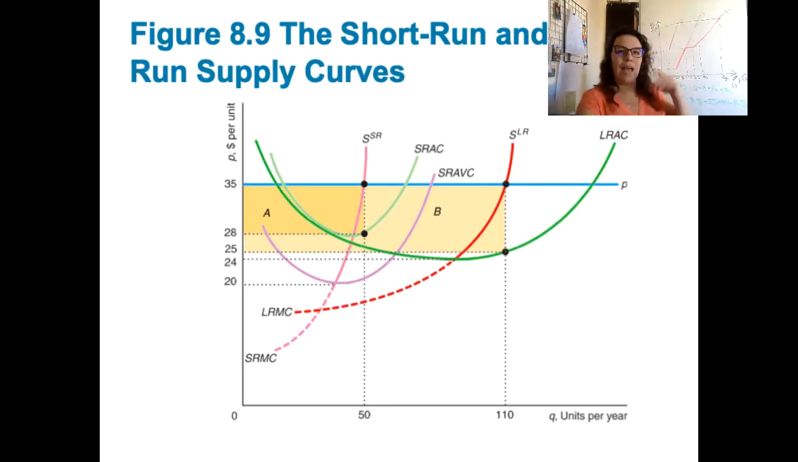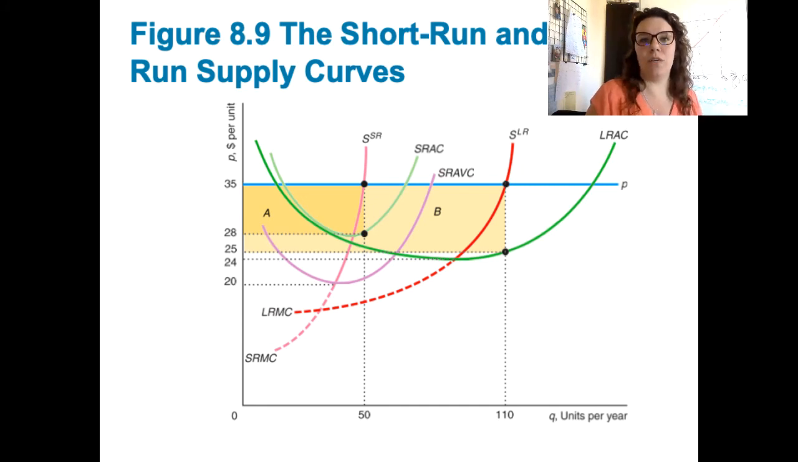So now let's look at long run and short run curves and compare them. So here we have a blue marginal revenue curve that's flat. And then we have our short run average cost and average variable cost curves, and our short run marginal cost curve, our short run supply curve.